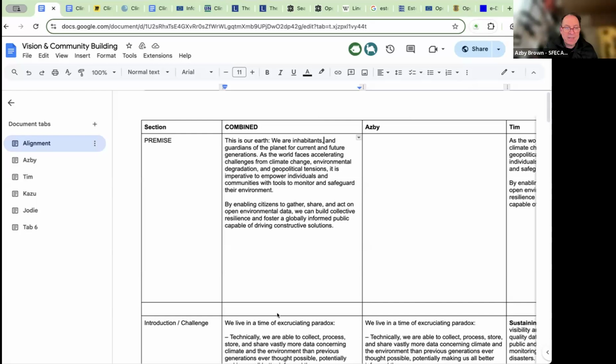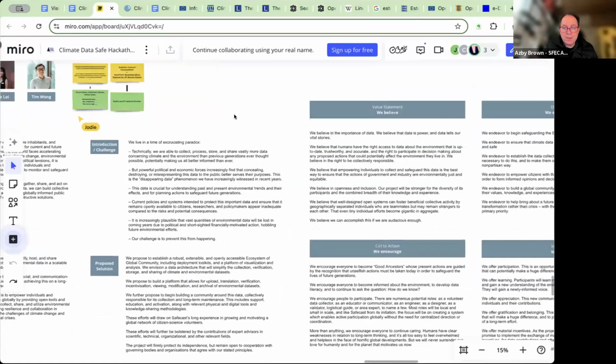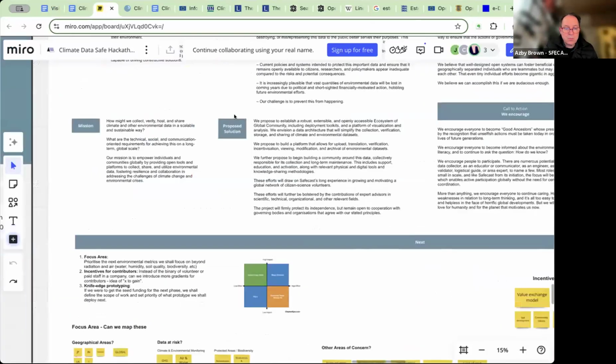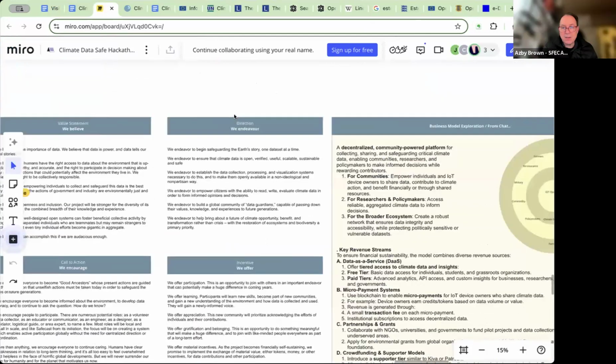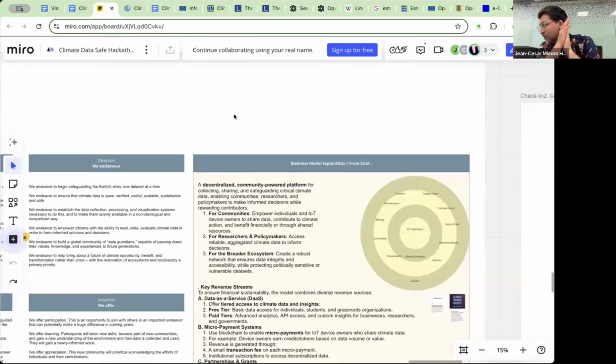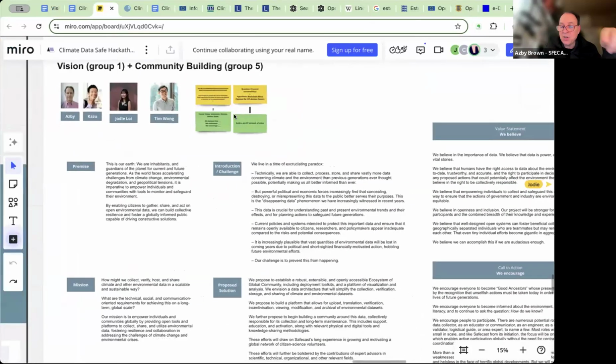I haven't navigated this yet. Starting from the premise, right? Well, maybe you need to explain some of this. So, Jody, you took part of that text from the leftmost column, the combined column.